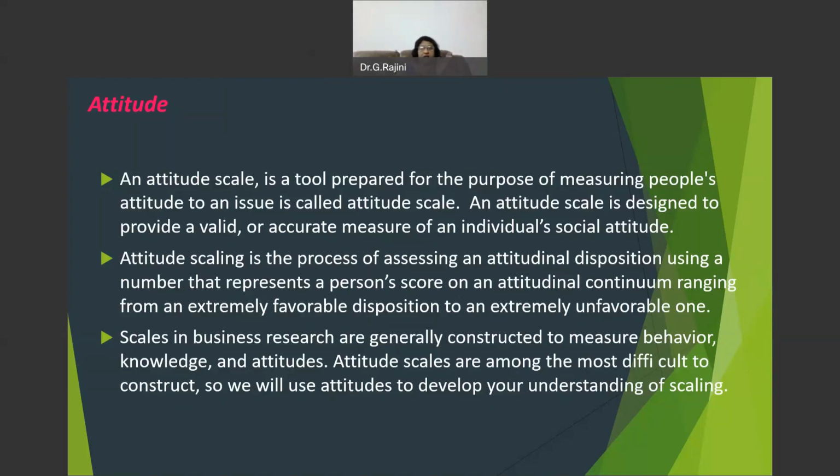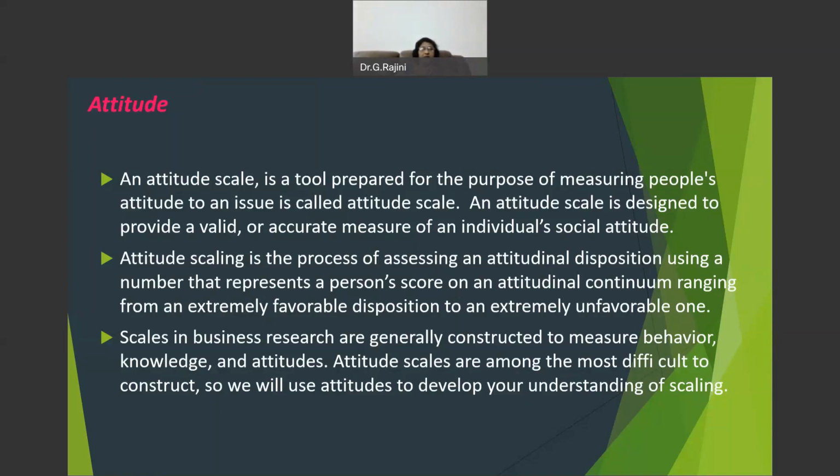Many of the studies are perception based studies only. That is why we use the terminology attitude scale. It is a tool prepared for the purpose of measuring people's attitude to an issue, which is called an attitude scale. It is designed to provide a valid or accurate measure of an individual's social attitude. Attitude scaling is the process of assessing an attitudinal disposition. That's what I told you, no? It is a predisposition of behavior.